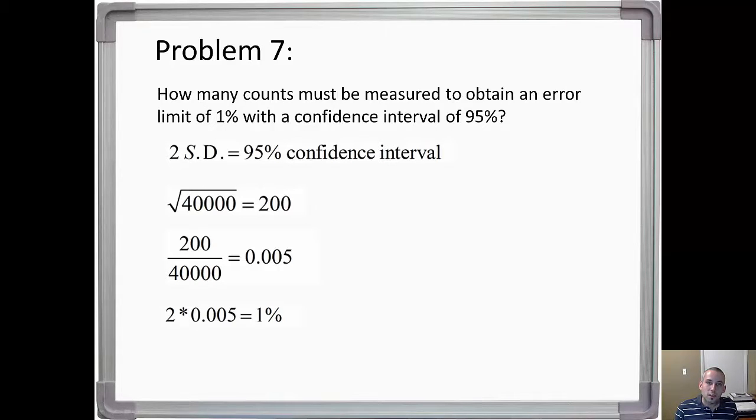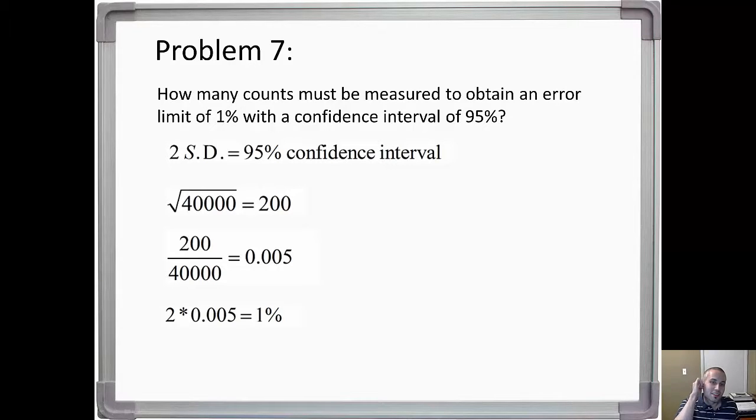Now, to calculate an error rate, I'm going to take the standard deviation and divide it by how many counts. So I get 0.005. This is the error limit. But since we're using 2 standard deviations, we're going to multiply this by 2. So we get 1%. So the error limit is 1% in this case.